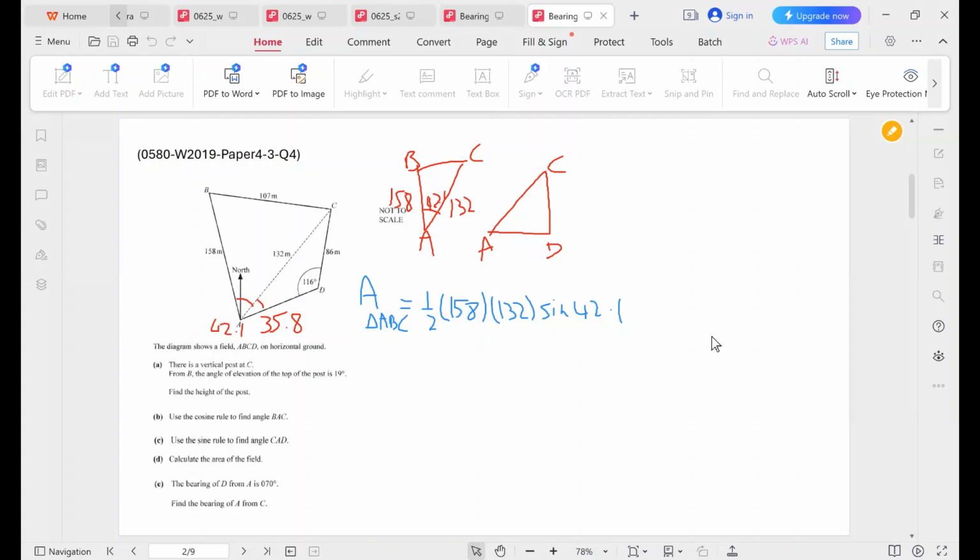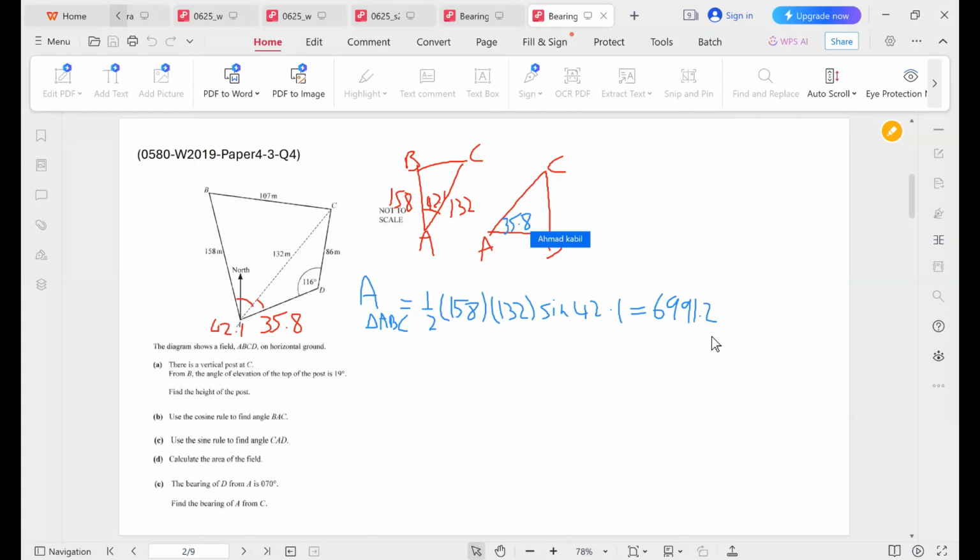So the area for the first shape is 6,991.2. And then we do the same process for triangle ADC. Our given information here is we already got angle A here as 35.8.